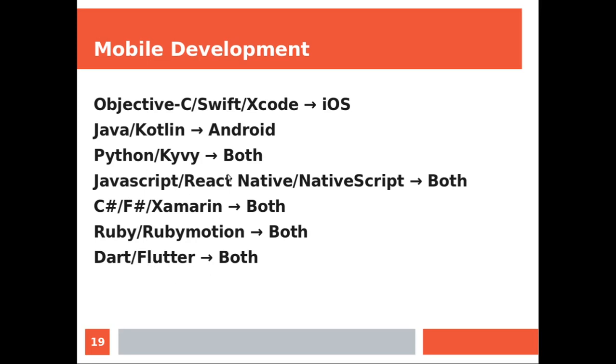With Python, there's a library called Kivy that will allow you to create iOS and Android applications. In JavaScript, there's React Native and NativeScript, which allow you to make applications for both iOS and Android. Now C#, F#, VB.NET, the whole .NET ecosystem, has a library called Xamarin that allows you to write code for iOS and Android applications. Ruby has something called RubyMotion. I'm not sure how popular it is, but it's there. That allows you to do mobile code for both.